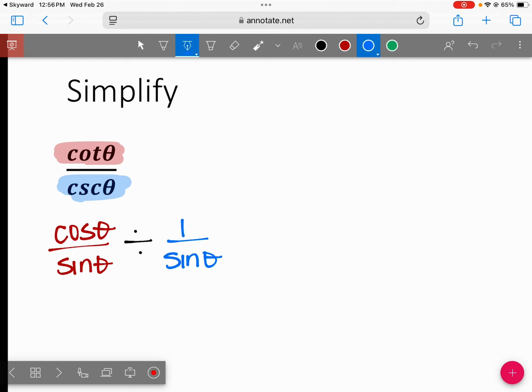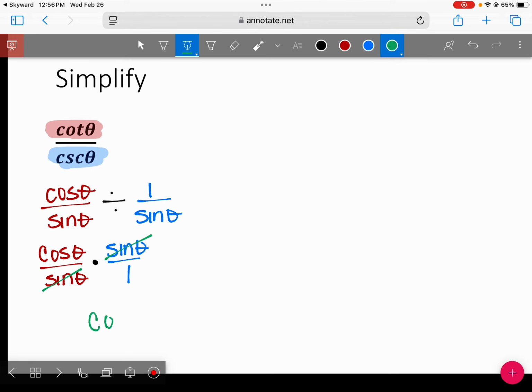So now let's go back to when you learned how to divide fractions in 4th grade. How do you divide 2 fractions? Keep, change, flip. Let's do that. Keep the first one. Change to multiplication. And flip. What do you think is going to happen now? What's going to cancel out? The sine. Good job. And I'm left with a cosine. That is my final answer.